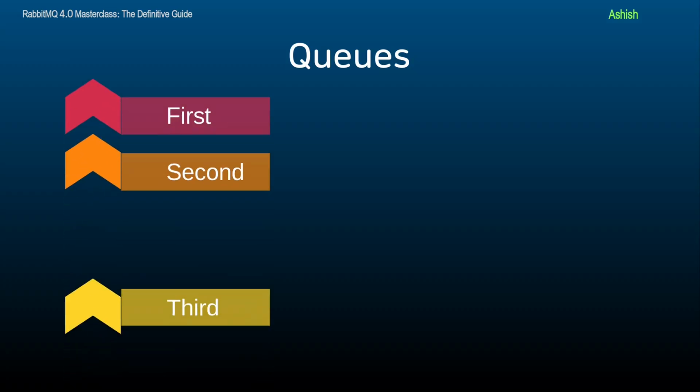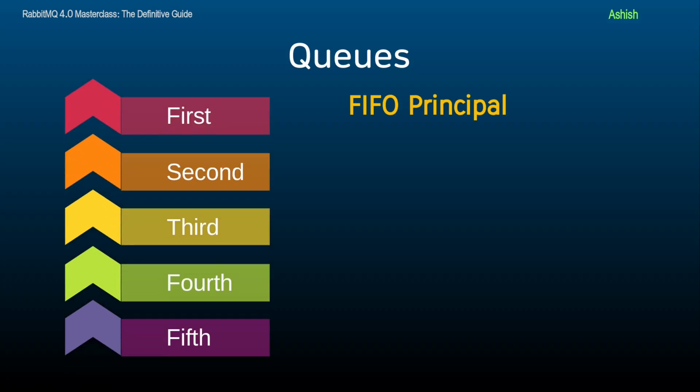Let's explore queues as a data structure. In general computing and programming languages, a queue is a linear data structure that operates on the first in, first out principle, the FIFO principle. According to the FIFO principle, in a queue, the first element added to the queue is the first element to be removed. That's why it's called first in, first out.